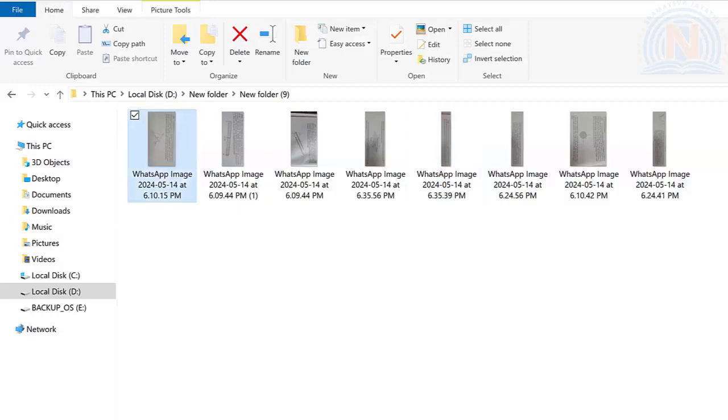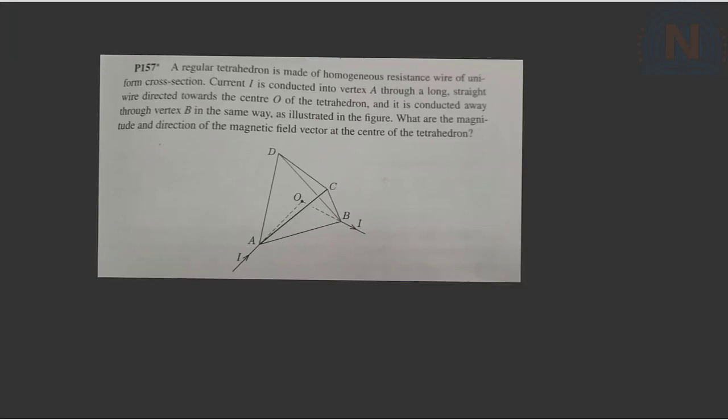The second problem for the day. Again, this problem we want to solve by geometry. There is an analytical way of solving which I don't want to use. What was the question? There is a regular tetrahedron, and from these two points you are supplying some current, you are taking out that current I, and we are interested in finding out the magnetic field at the center of this regular tetrahedron.